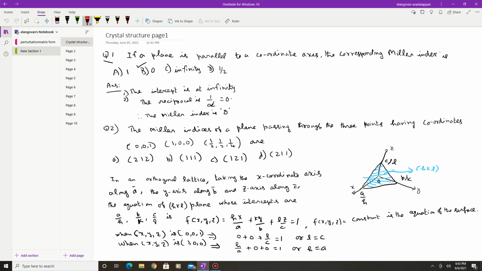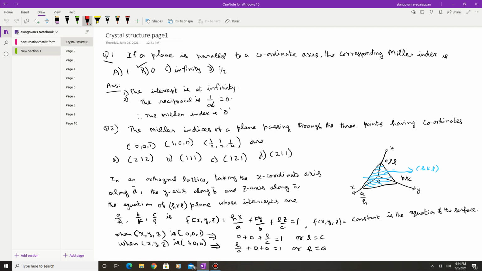First, let us consider problem number one. Question number one. If a plane is parallel to the coordinate axis, the corresponding Miller index is, there are four options. Option A is 1, B is 0, option C is infinity, option D is 1 by 2. Now, this answer can be obtained very easily because the plane is parallel to the x-axis. Therefore, the intercept on the x-axis is infinity.